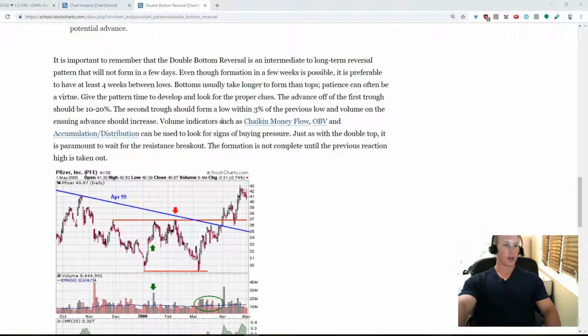Volume indicators such as the Chaikin, money flow, OBV, and accumulation distribution can be used to look for signs of buying pressure. Just as with the double top, it is paramount to wait for the resistance breakout. The formation is not complete until the previous reaction high is taken out.